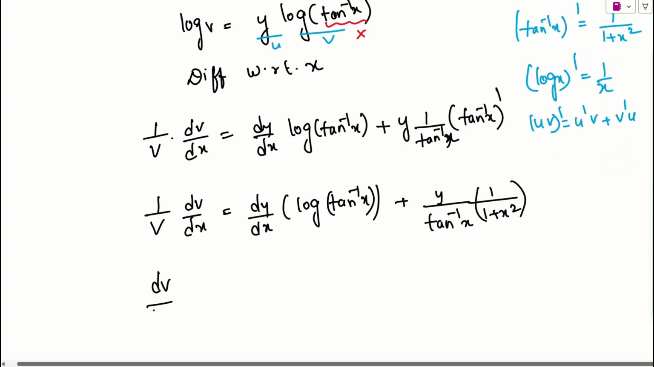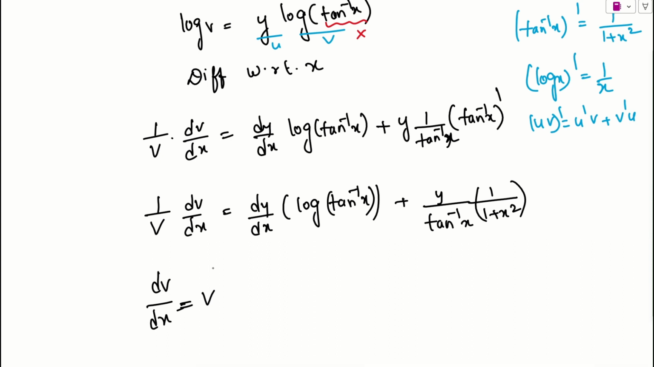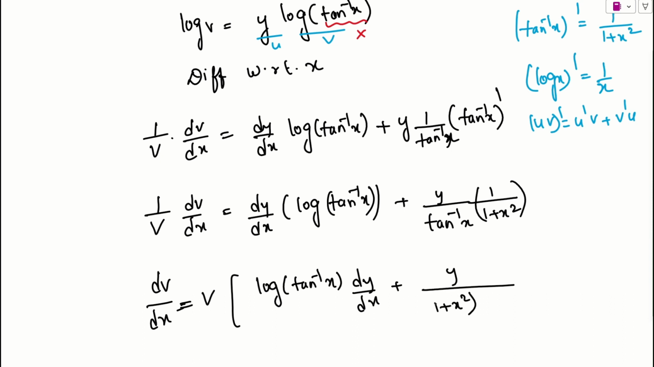So from this I will get dv by dx is nothing but v, if you send it to the right side. So simply, let us multiply inside. This is log of tan inverse of x times dy by dx. Agree? Plus this is y times 1 plus x square into simply tan inverse of x.